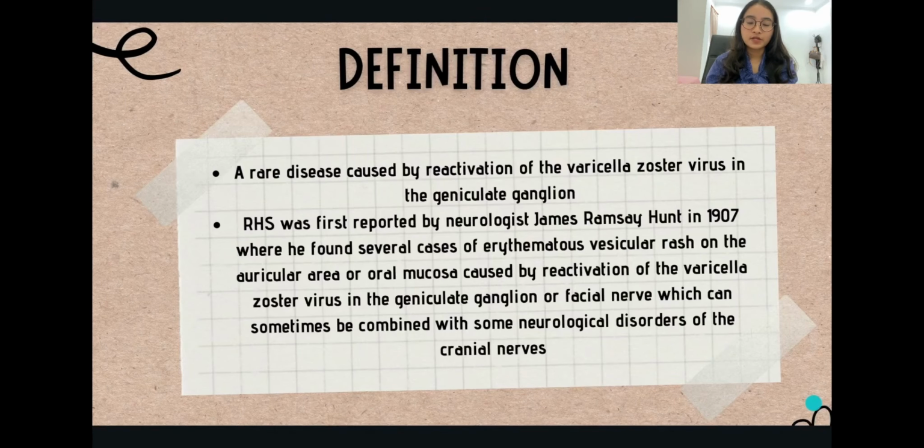Next. Hello, my name is Luina Saraswati with the last three digits of student ID number 142. Now I will explain about the definition of Ramsay Hunt syndrome. Ramsay Hunt syndrome is a rare disease caused by the reactivation of the varicella zoster virus in the geniculate ganglion. Ramsay Hunt syndrome is also known as geniculate neuralgia, intermediate nerve neuralgia, or herpes zoster oticus. Ramsay Hunt syndrome is a rare but severe complication of primary infection with the varicella zoster virus, which generally affects children, namely chickenpox. Ramsay Hunt syndrome was first reported by neurologist James Ramsay Hunt in 1907, where he found several cases of erythematous vesicular rash on the auricular area or oral mucosa caused by reactivation of the varicella zoster virus in the geniculate ganglion or facial nerve, which can sometimes be combined with some neurological disorders of the cranial nerves.